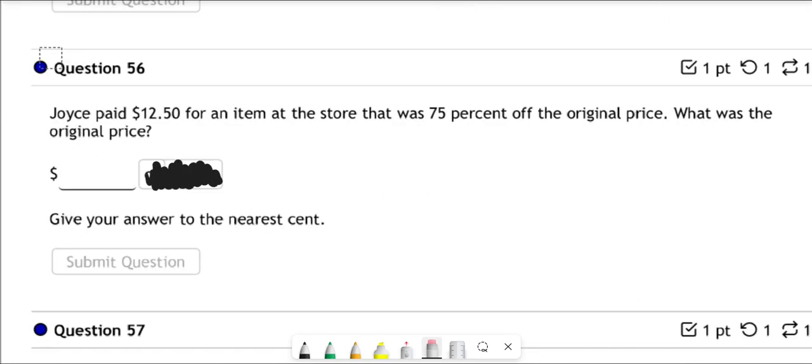So we're now on word problems. We have a discount problem here. You're almost guaranteed to see one of these on the final exam. It says Joyce paid $12.50 for an item at a store that was 75% off the original price. What was the original price?